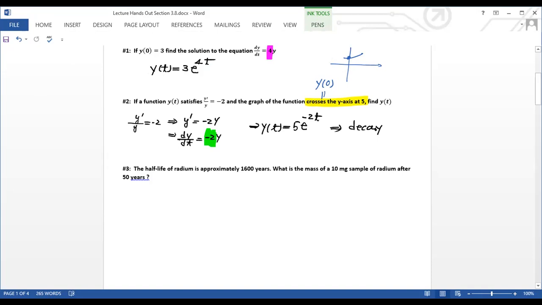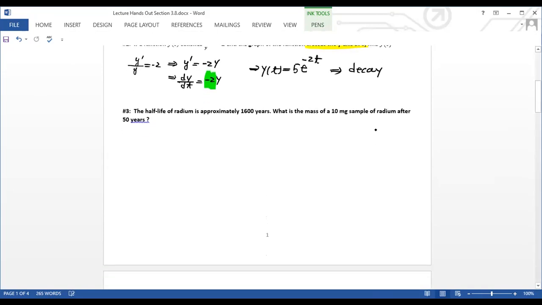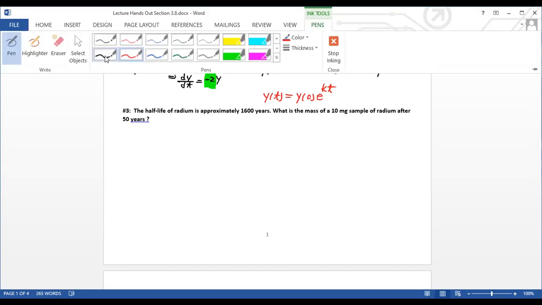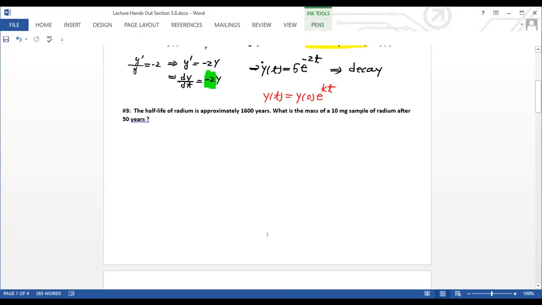All right, now let's take a look at number 3 here. All of these problems are based on this formula, y(t). Let's write it here so we can use it: y0 e^(kt). Now, they say the half-life of radium is approximately 1600 years. What is the mass of a 10 milligram sample of radium after 40 years? So this sample mass of 10 milligrams is my y0, right? I start with it.